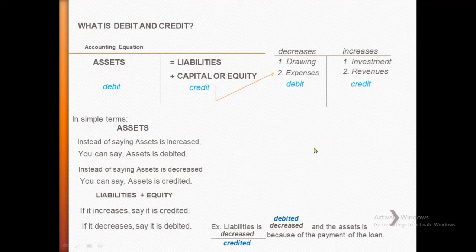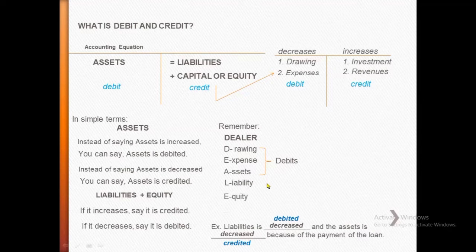But to make the familiarization easier, you can remember the word DEALER. D stands for drawing or withdrawal by the owners, E is for expenses, and A is for assets. You remember these first three, their normal balance is debit. And of course, for the last three, we have L for liability, E for equity, and R for revenues. Their normal balance is credit. So that's the meaning of debit and credit.